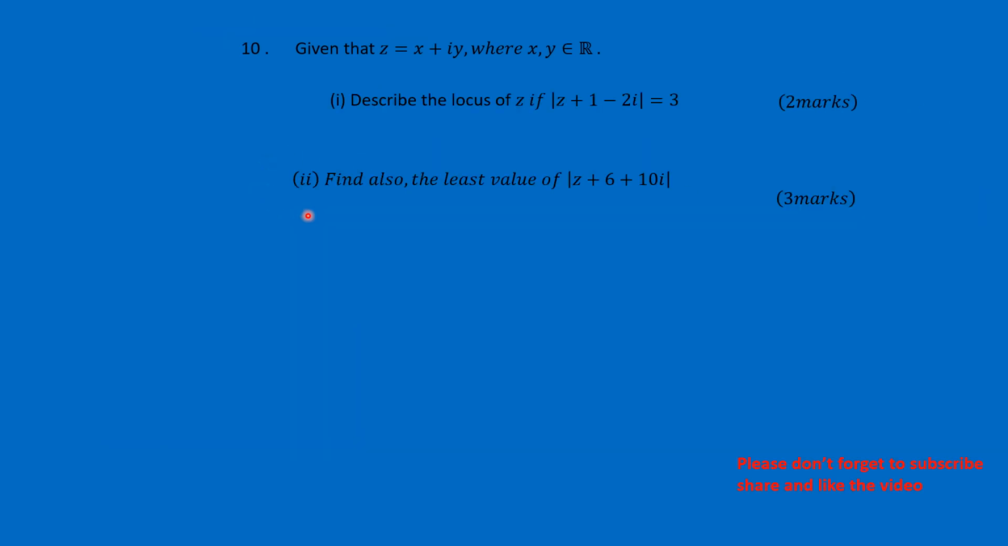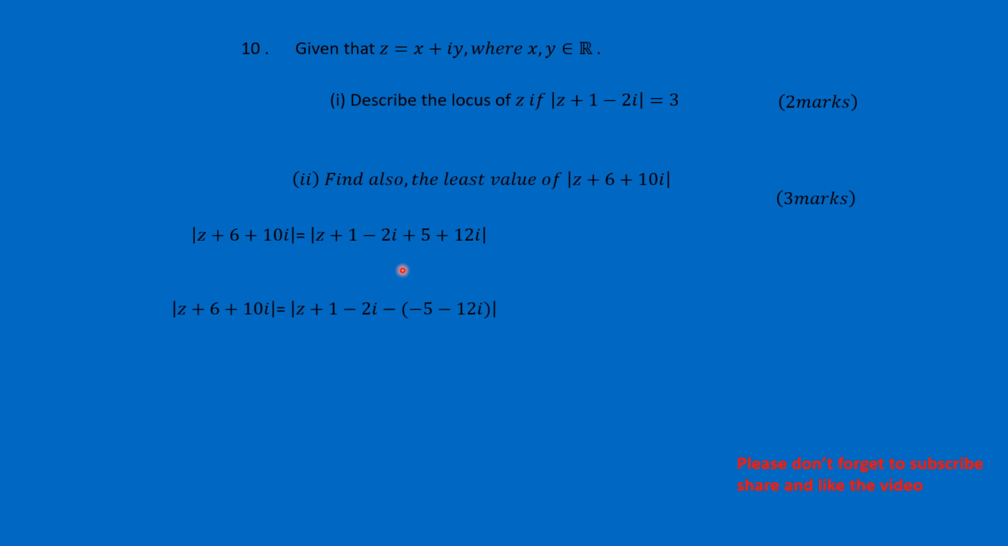So for the second one, we have to look for what? The least value of this. We are going to begin with this. So we have what we have there. Look at it: z plus 6 plus 10i. That's what we have. Since we know this result is equal to 3, I want to use it there. So I'll replace it with z plus 1 minus 2i. And to create some sort of balance, since I already have 1 here and I need a 6 here, I have to add a 5, right? So that's just 6, we have z plus 6.